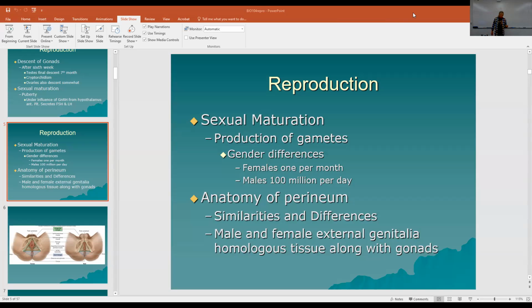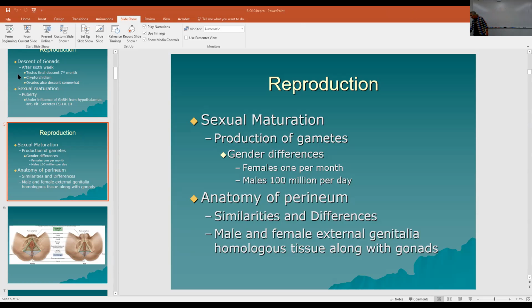Remember, male and female external genitalia is homologous tissue, along with the gonads. That is, it's from the same fetal tissue. So the glans penis is homologous to the clitoris. The labia minora is homologous to the shaft of the penis. The labia majora is homologous to the scrotum.